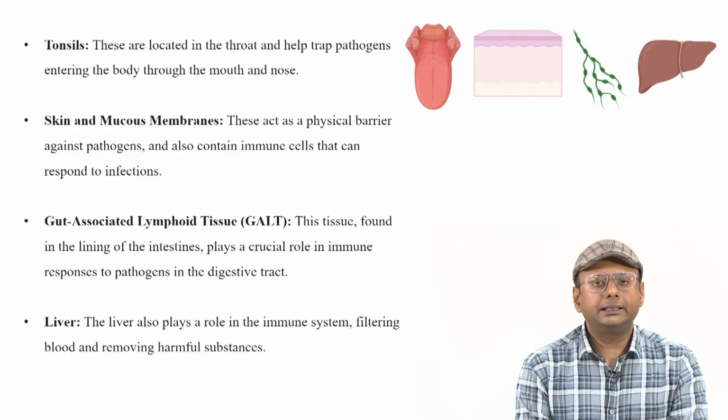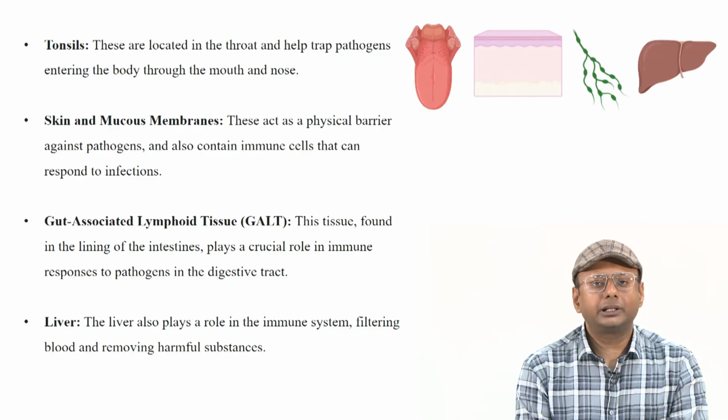Because we eat a lot of food, and eventually a lot of our drinks may also contain different pathogens and antigens, tonsils can trap those antigens and start the immune cascade. Then other immune organs, for example skin and mucous membranes, act as a physical barrier.